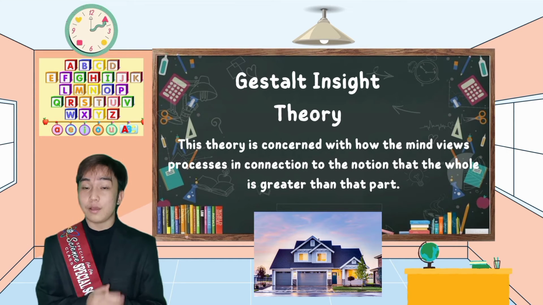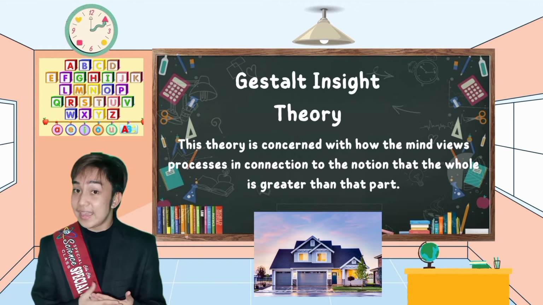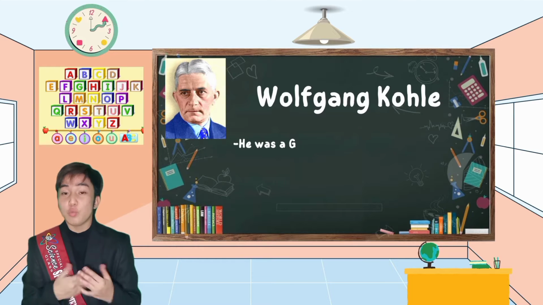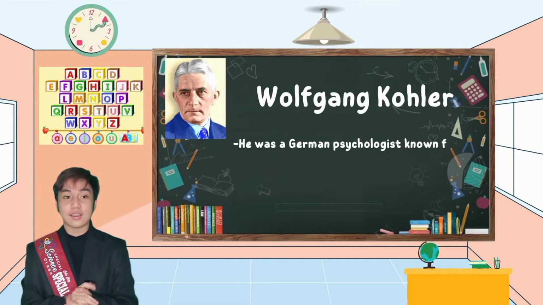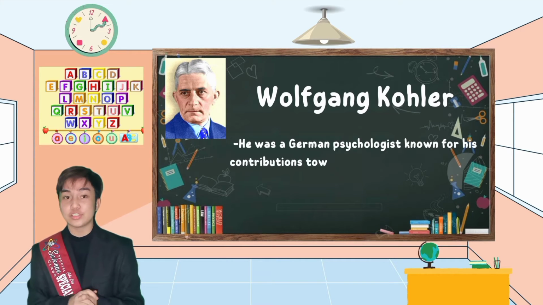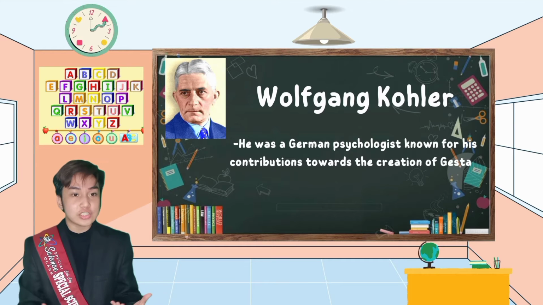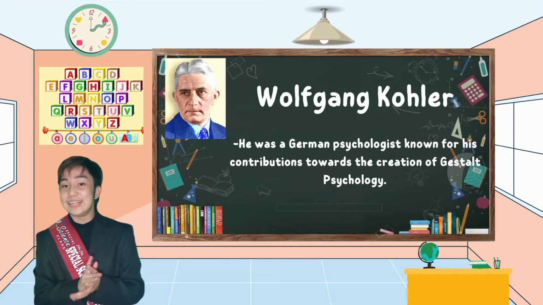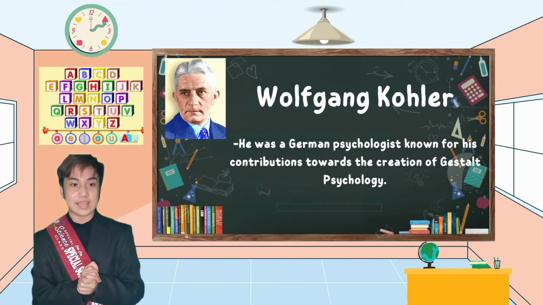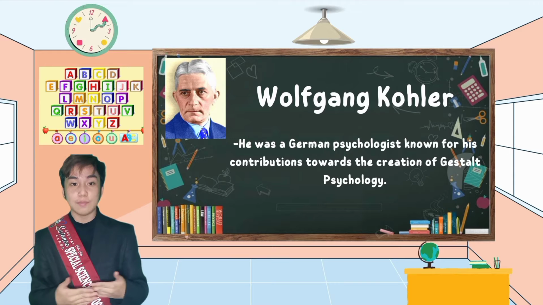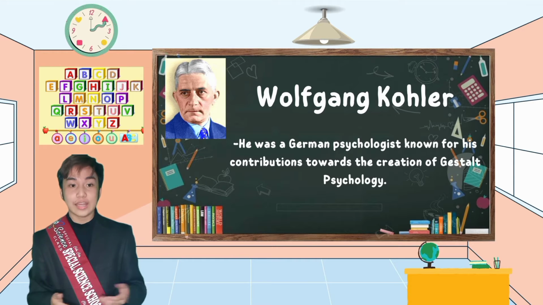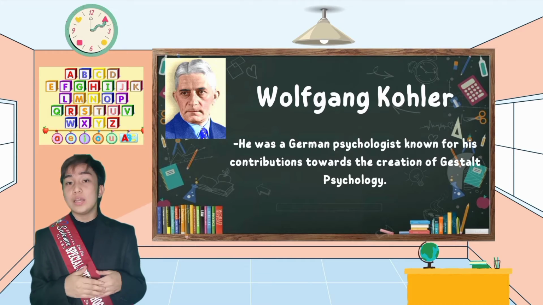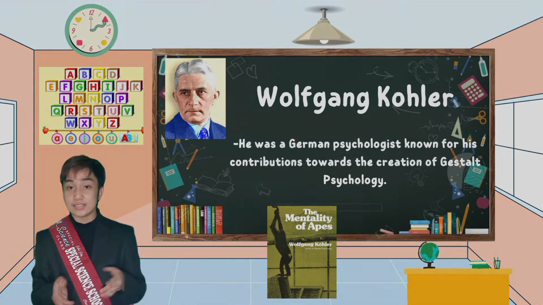The best example of Gestalt is face recognition. Wolfgang was a German psychologist known for his contribution towards the creation of Gestalt psychology. His studies on the cognitive processes of apes allowed him to develop insight learning, which he later published in his novel entitled Mentality of Apes.